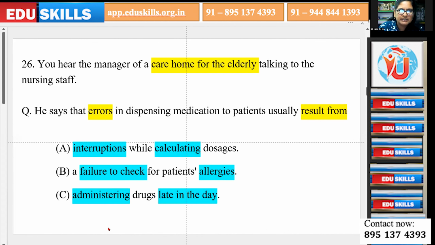Let us see. Option A is interruptions while calculating dosage. Option B is a failure to check for patients' allergies. Option C is administering drugs late in the day. Here, we cannot prioritize it like the previous one, because any one may be the option. So we have to listen to the audio carefully. Then we'll get the idea. Okay. So interruption calculating, failing to check allergies, administering late in the day. Let's see what the audio is saying.